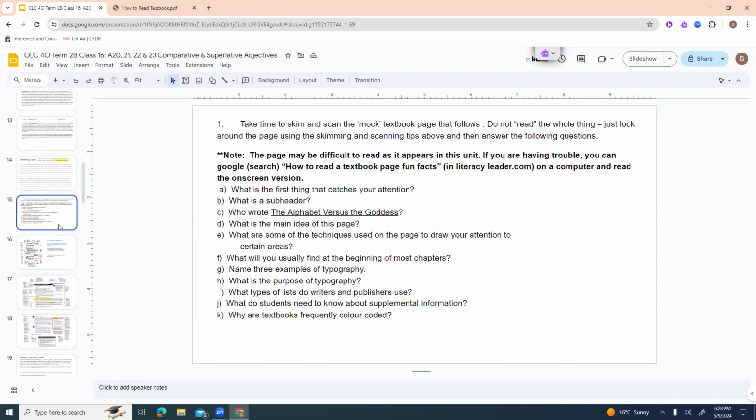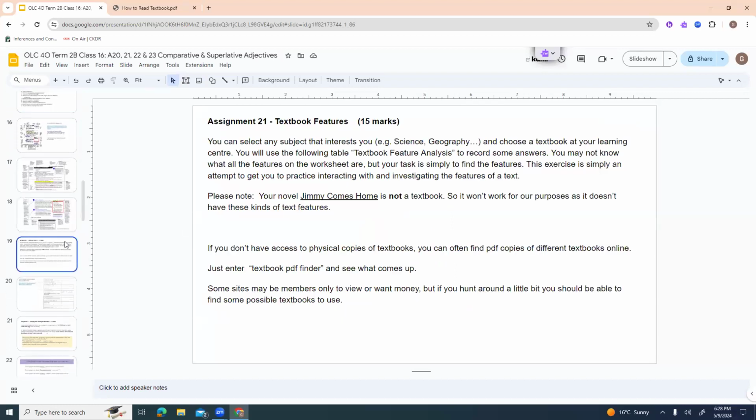I think the only really tough one is the idea of typography, but we talked about that. We talked about the examples and what is the purpose? Why do we have different types of typography? What does it do? Okay.